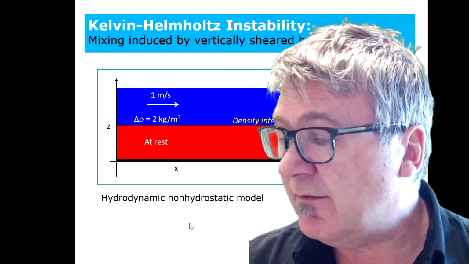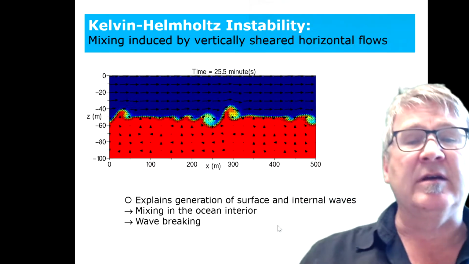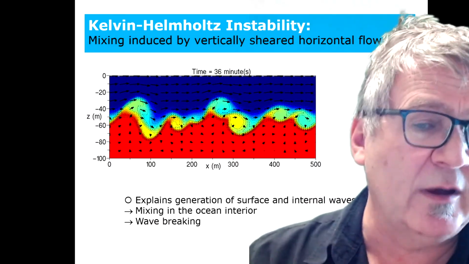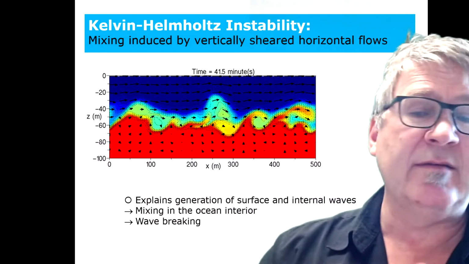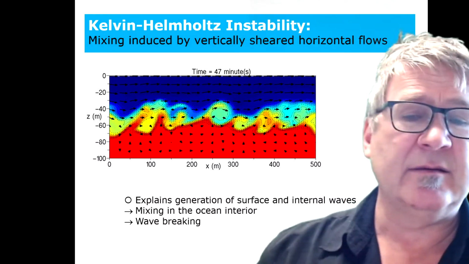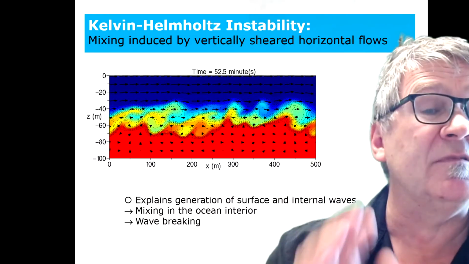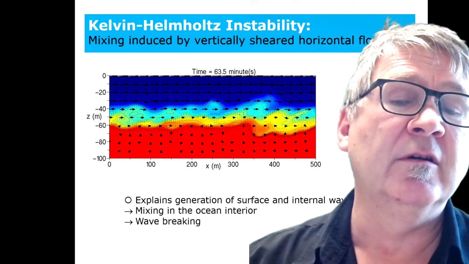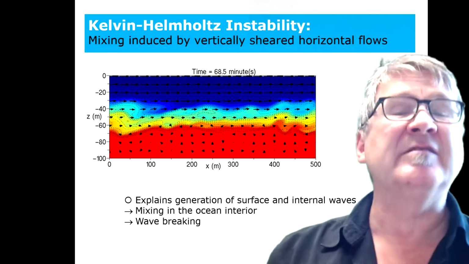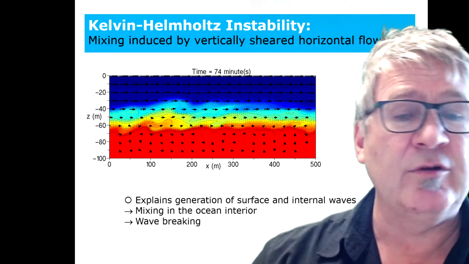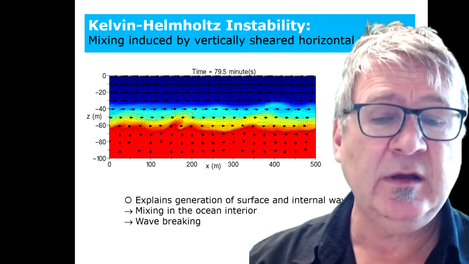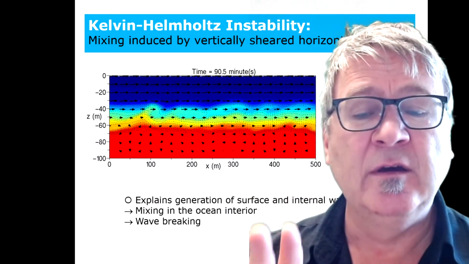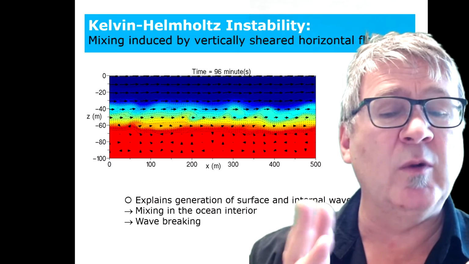So all right, let's have a look at the animation, at the simulation. You can see what happens. You look from the side, you see the development of waves. The waves start to break, create mixing. And this is a simulation. It happens here in the interior of the fluid. These are internal waves. You could imagine that this is sort of the base of the surface mix layer, and you create the mixing here. So it explains the generation of surface and internal waves, mixing in the ocean interior, wave breaking.